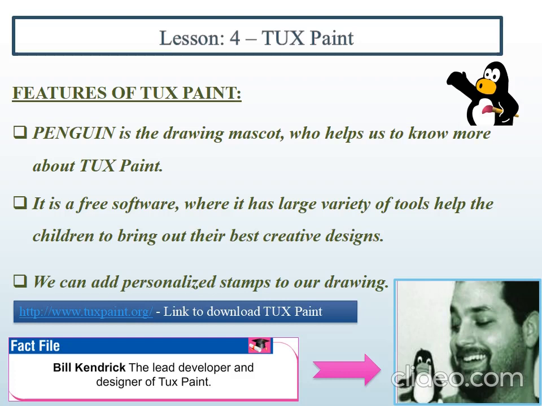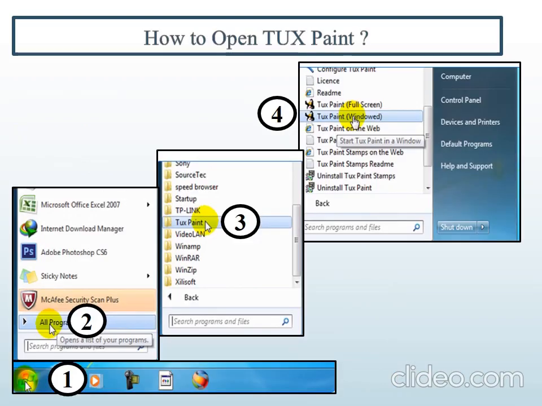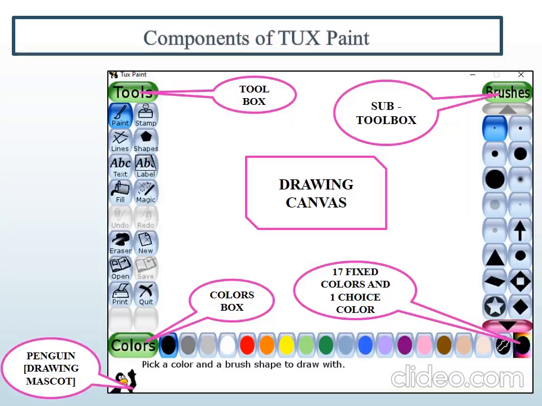Before you download Tux Paint, let me tell you the steps to open Tux Paint on your system. Step number 1, Start. Step number 2, All Programs. Step number 3, Tux Paint. If you click on Tux Paint, an option comes up, which is step 4: full screen mode, window mode or web mode. Full screen means it will fill the screen, window means it is just smaller, and web means it's the web version, the online version. Whichever Tux Paint you want, you can click on it and get into your software.